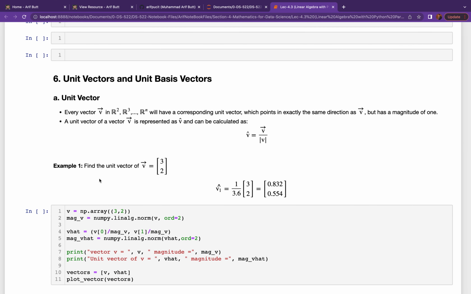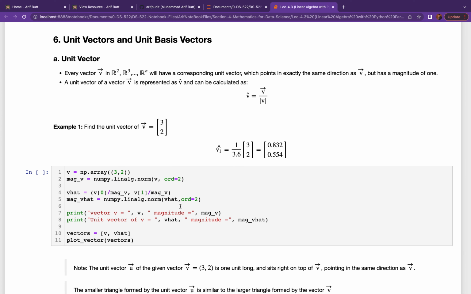Now let's talk about the unit vectors. My dear students, the concepts of unit vectors, basis vectors, their linear combination and span are heavily used in vector calculus and linear algebra. Let us talk about the unit vector first. Every vector has a corresponding unit vector, which points in the same direction but has a magnitude of 1. It is represented by a hat sign over the alphabet and is computed by dividing the vector components by its L2 norm.